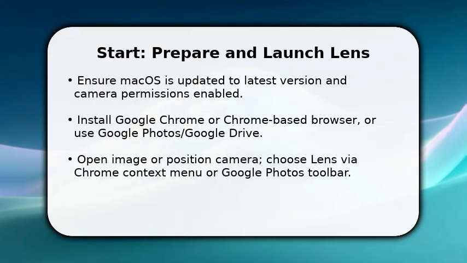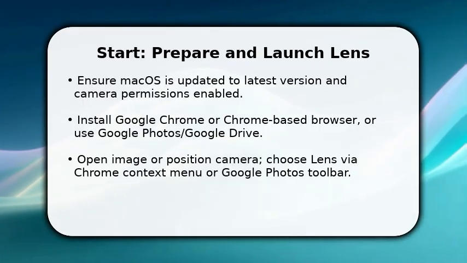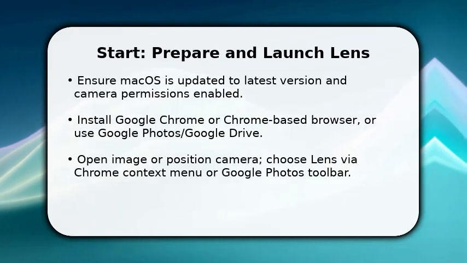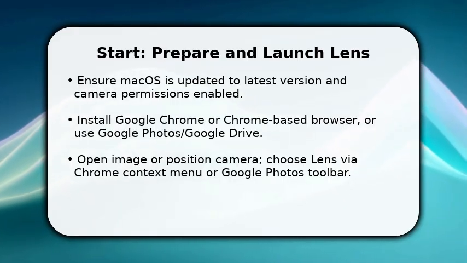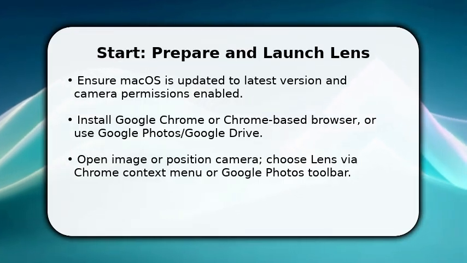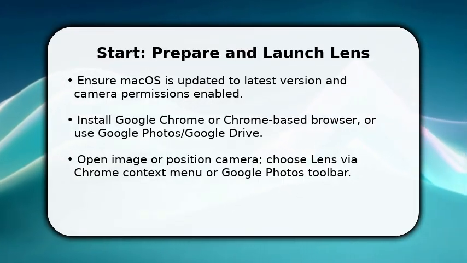You begin by confirming your Mac has camera and microphone permissions enabled. This avoids permission prompts mid-task. Once done, open Chrome or the Google Photos app. Lens works through Chrome and some Google apps, so you'll need one of them. Upload or display the image you want analyzed, or point your webcam at the subject.